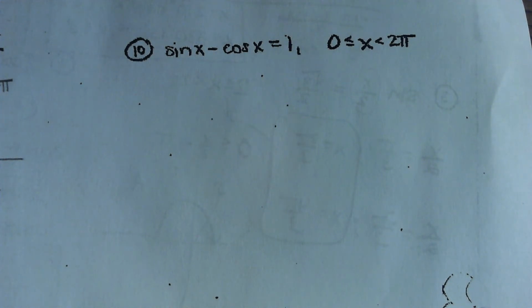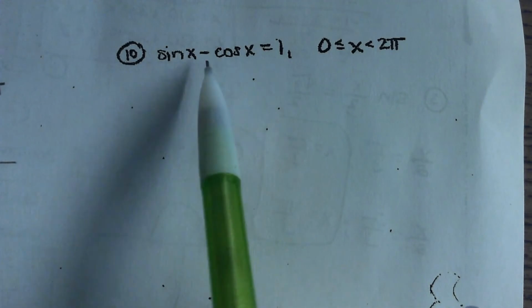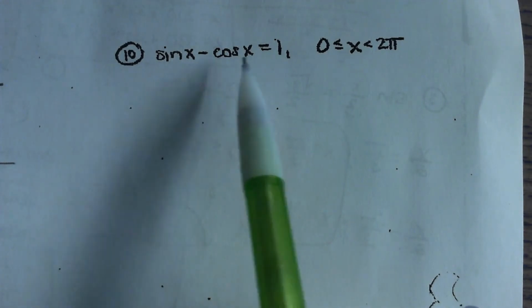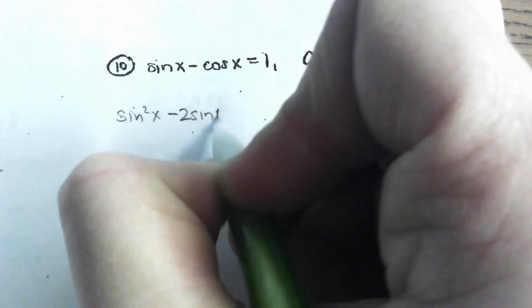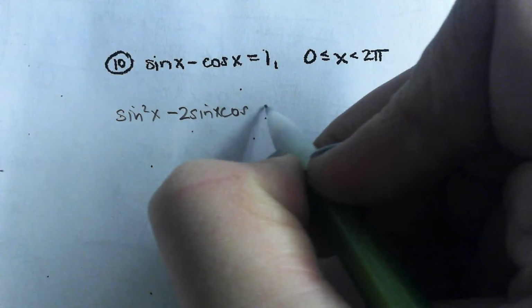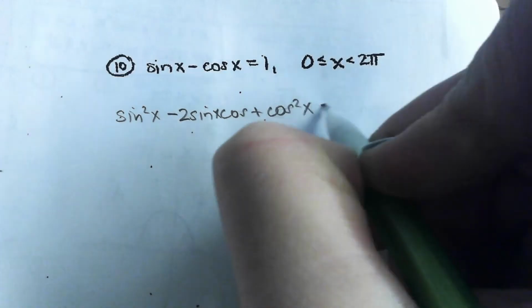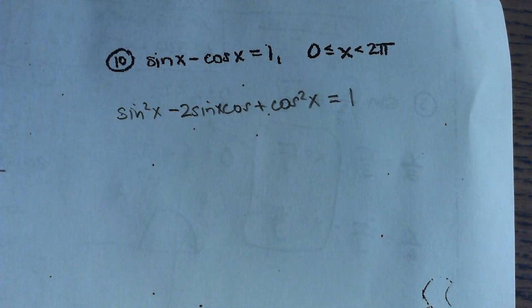Squaring both sides is certainly an option, but you didn't square the binomial right. Because squaring both sides would make sine squared x minus 2 sine x cosine x plus cosine squared x. But I think that's also helpful, because what does that do for you? There's some formulas in there that you should be using.